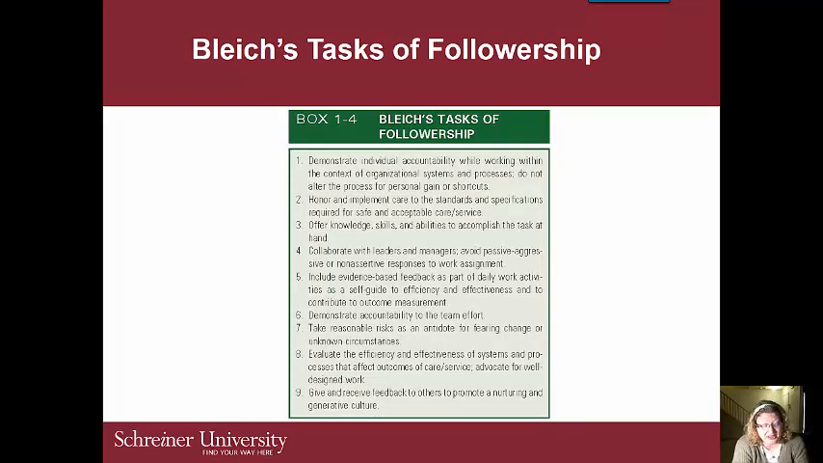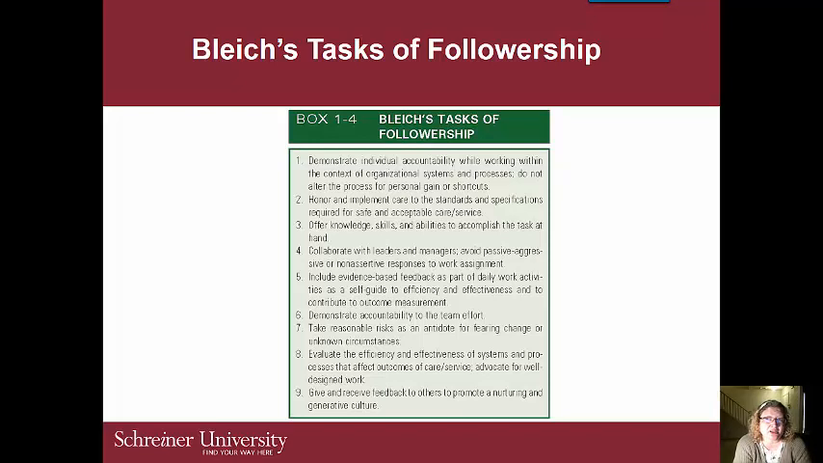Tasks of following: develop accountability for yourself. Make sure that you know what the rules are and that you're following them. Maintain standards and comply with regulations, even the ones you don't agree with. Offer your skills to others, and you want to complete your tasks. You want a collaborative work ethic, work with others, don't just focus on you. Utilize best evidence, best practice, and participate in outcomes measurements.